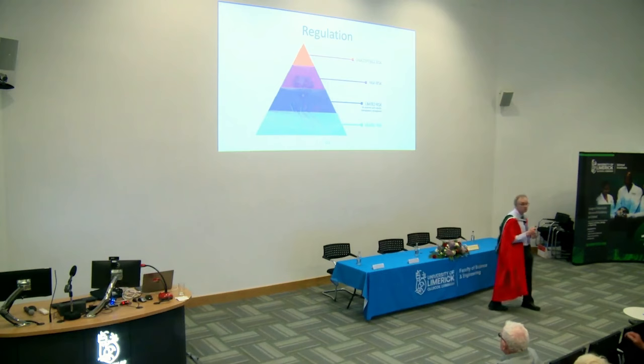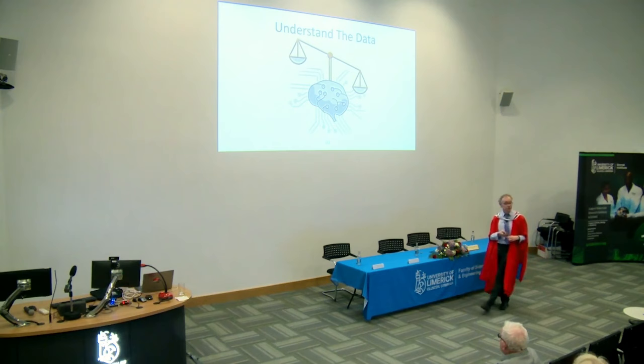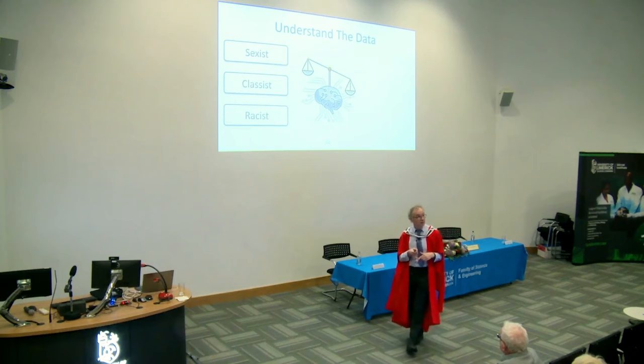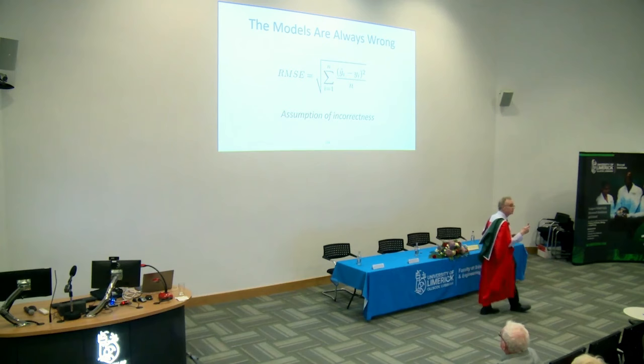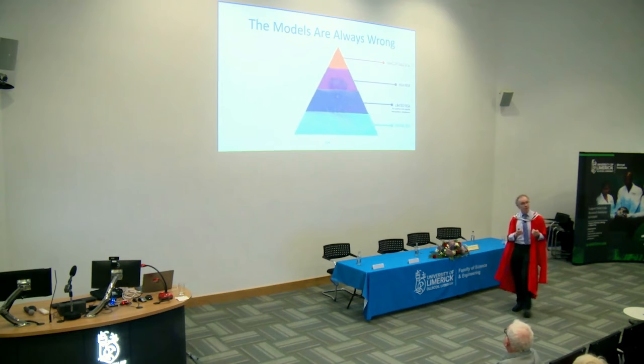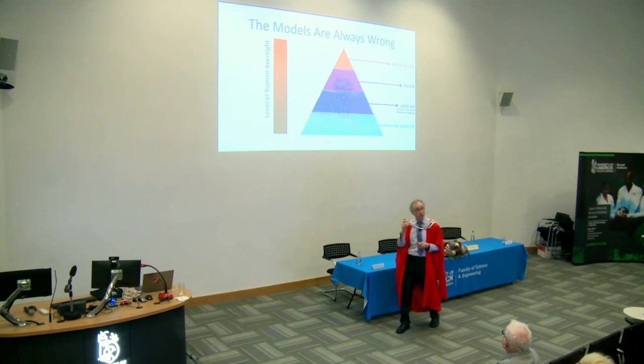But we also need to understand the data, because this is where the problem is. Okay, so we have data that is sexist, classist, and racist. So it's no surprise that when you generate models based on that, they are sexist, classist, and racist. And we have to remember that models are always wrong. So to take what the EU have here, what we have to do is make sure that there's always a human in the loop, particularly when the model is going to make a decision about another human being.